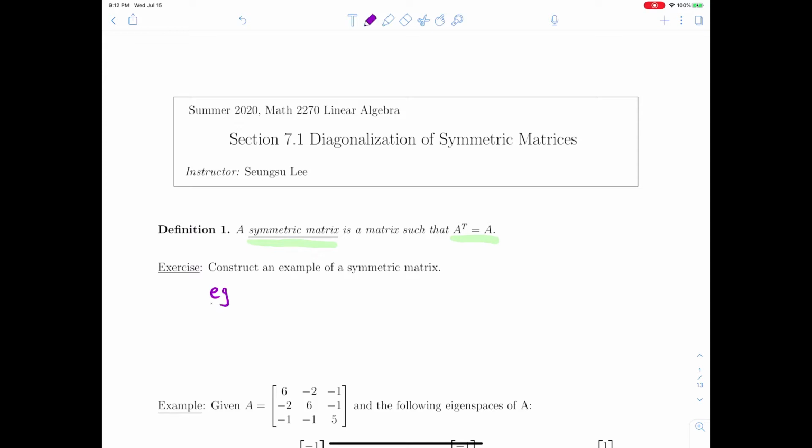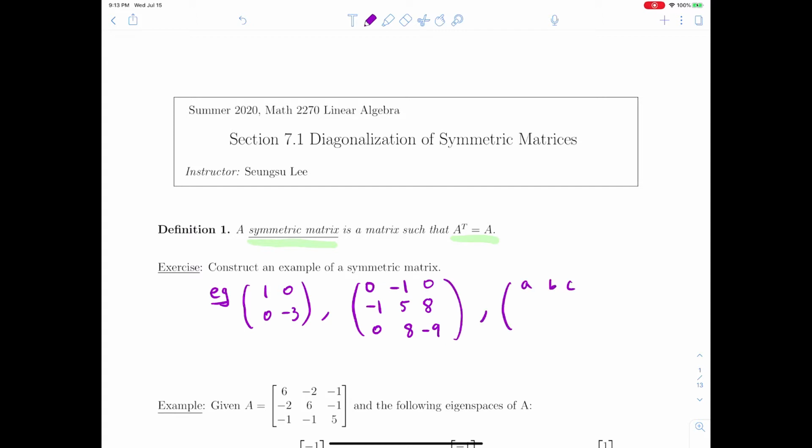So for example, [1, 0; 0, -3] is a symmetric matrix. And also [0, -1, 0; -1, 5, 8; 0, 8, -9] is also a symmetric matrix. And [A, B, C; B, D, E; C, E, F] is a symmetric matrix. Do you see the pattern here? We call this a symmetric matrix because the entries are symmetric along the diagonal entries.